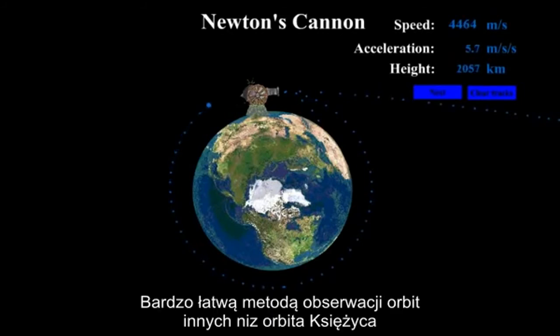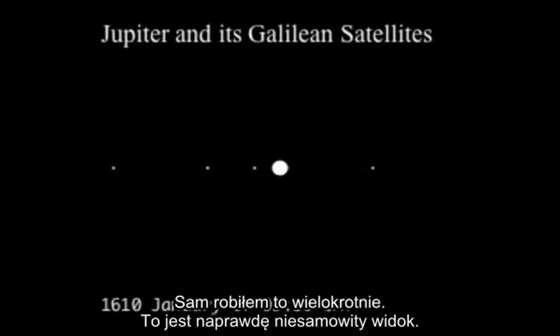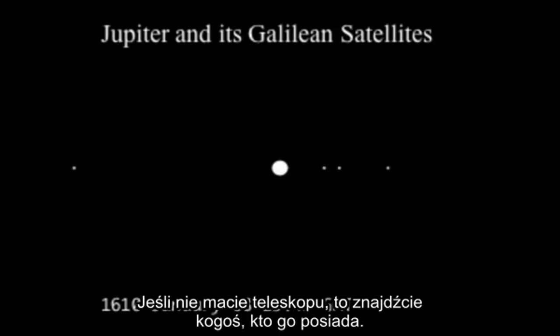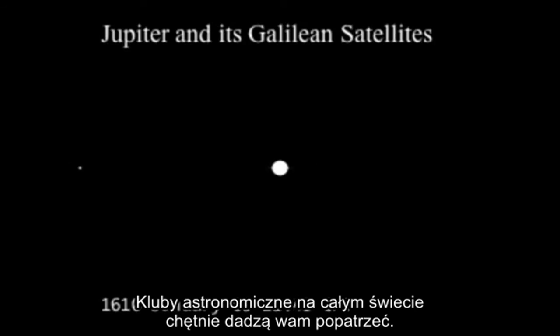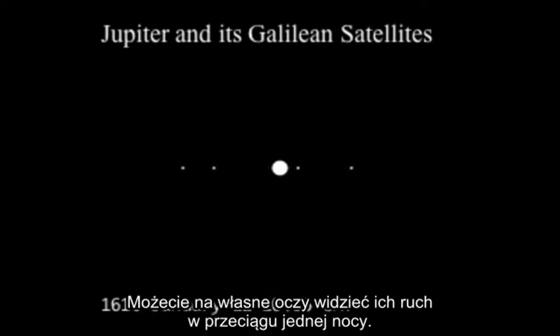A very easy way to observe orbits, other than our own moon, is to look at the moons of Jupiter through a telescope. I've done this many times, and it's a very amazing sight. If you don't have a telescope, find someone who does. There are astronomy clubs all over the world that will gladly let you have a look. The 4 biggest moons of Jupiter orbit the planet in a short amount of time, and you can actually see their movements within a single night.